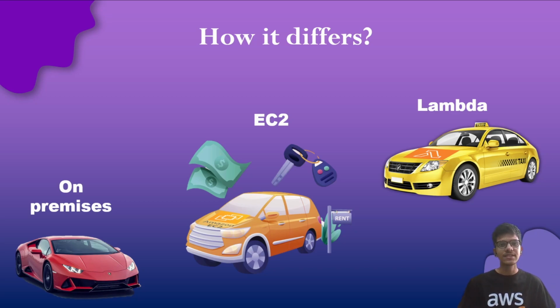AWS Lambda is just like a taxi. You don't need to own the car or even rent it. You just request a ride and pay for what you use. You need not refuel it or anything of that sort. Another important fact is that AWS Lambda is built for milliseconds, unlike EC2, which is built for seconds.